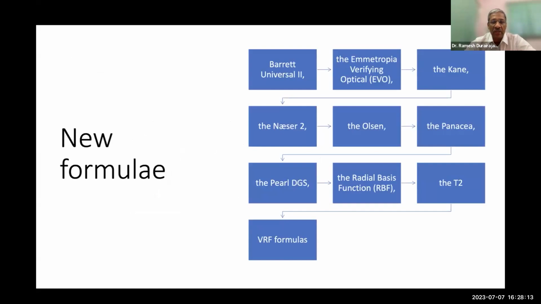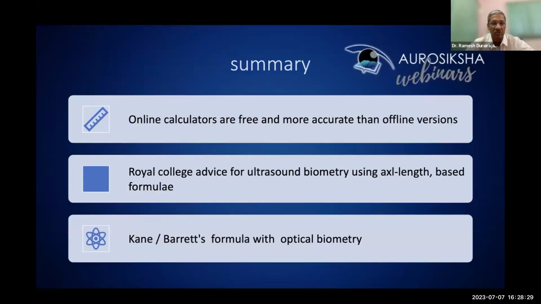By the year 2022, we have various new formulas like the EVO formula, the RBF formula, Pearl DGS, the VRF formula, and Naser. We don't know what the future will lead, but it doesn't matter. You will do extremely well if you do an axial length-based choice and choose the appropriate formula as advised by the Royal College based on ultrasound biometry's axial length. You can also use Kane and Barrett's if you're using optical biometry.